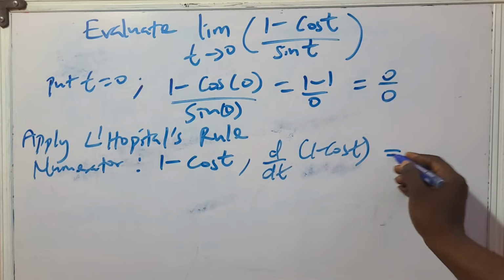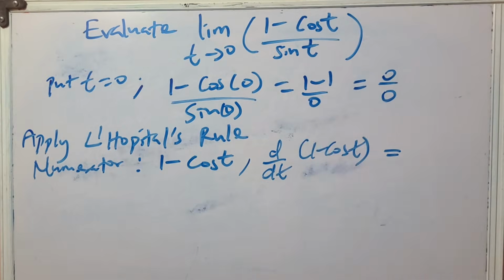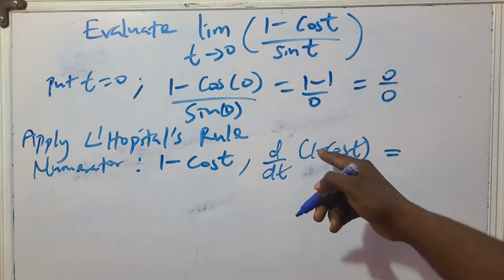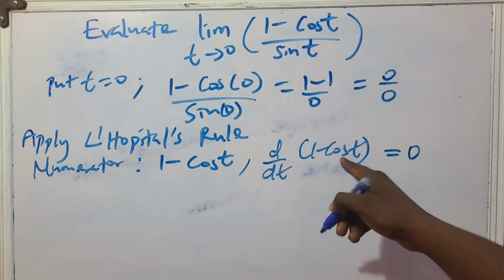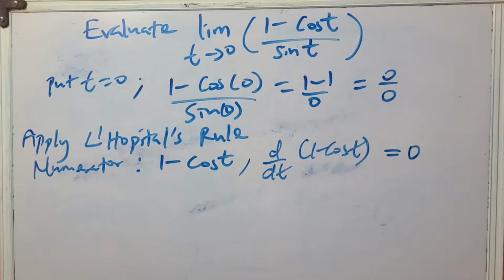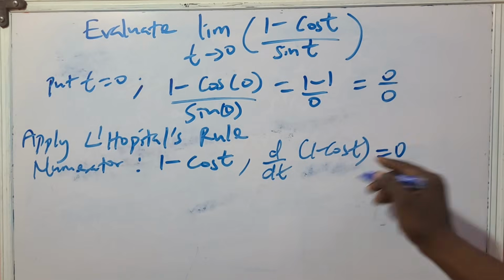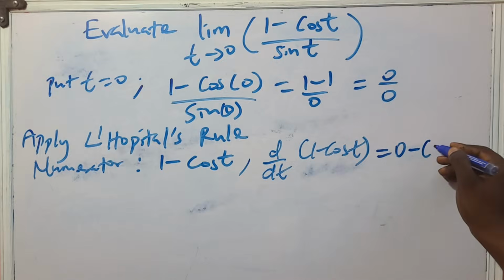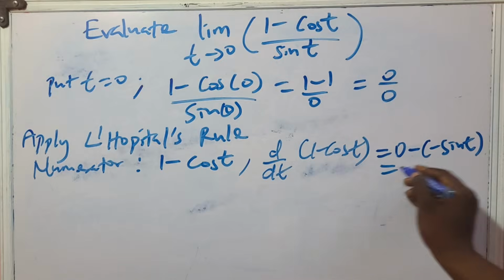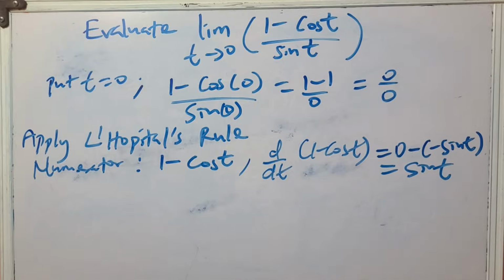Now, what do you get when you differentiate 1 minus cos t? Of course, when you differentiate 1, you get 0. When you differentiate cos t, you get minus sine t. These are things you don't need to ask me how I got, because these are all identities, and you have to cram those or find a way to know those identities. So when you differentiate 1, you get 0, and when you differentiate cos t, you get minus sine t. So obviously this will be sine t.